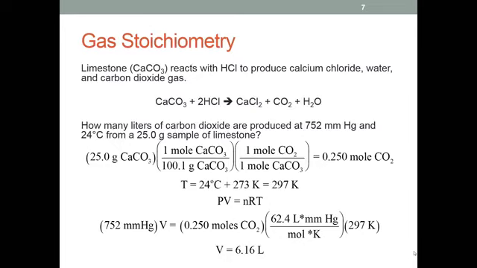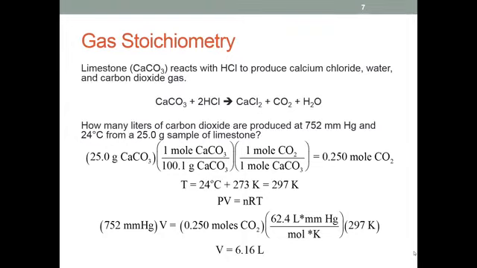Plugging in that for N in the ideal gas law, converting our temperature to Kelvin, which is 297 Kelvin from 24 Celsius. We plug in P as 752 millimeters of mercury here. V is what we're looking for. N is 0.250 moles. T is 297 Kelvin. And because we are in millimeters of mercury, rather than convert it here, we are going to use the other value for R, which is 62.4 liters times millimeters of mercury per mole degree Kelvin. And we're going to solve for V and get 6.16 liters, which is the volume of CO2 that is produced when this reaction occurs.